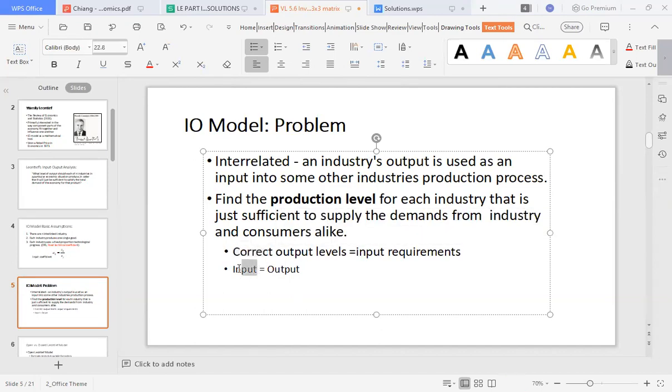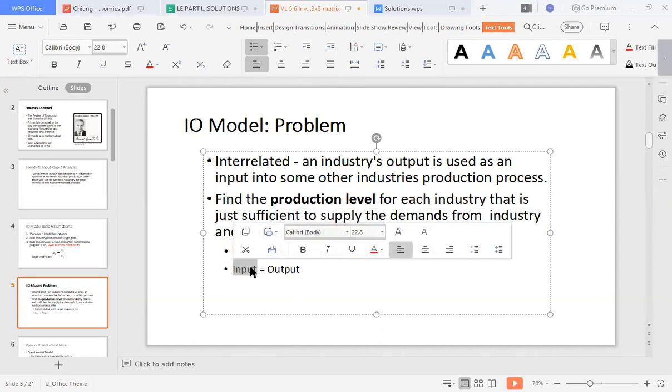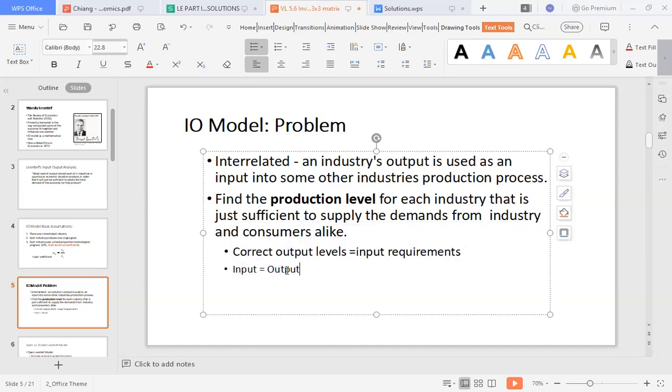For example, if the output is greater than your input, you will need to make adjustments in the production level, because our assumption in the IO model is that your output level should be equal to the requirements used in that production, which is again the input. Okay.